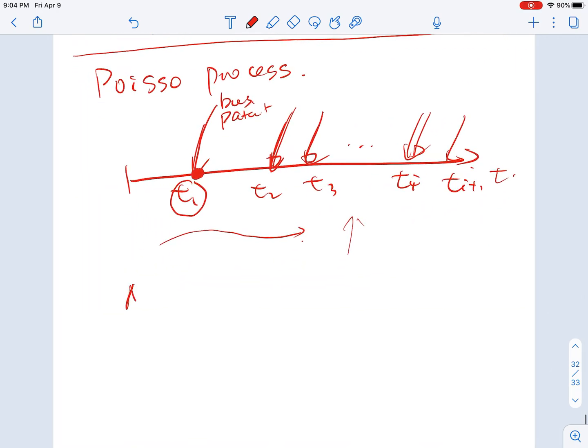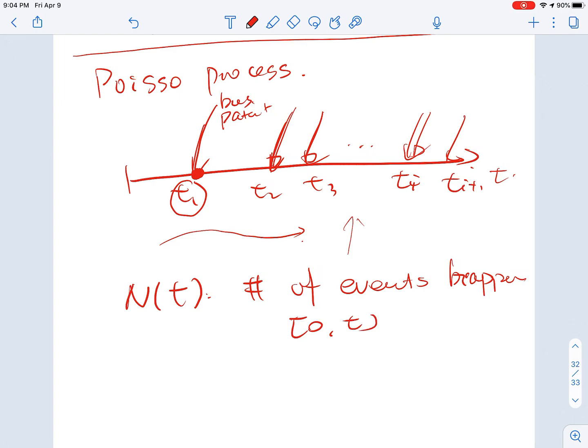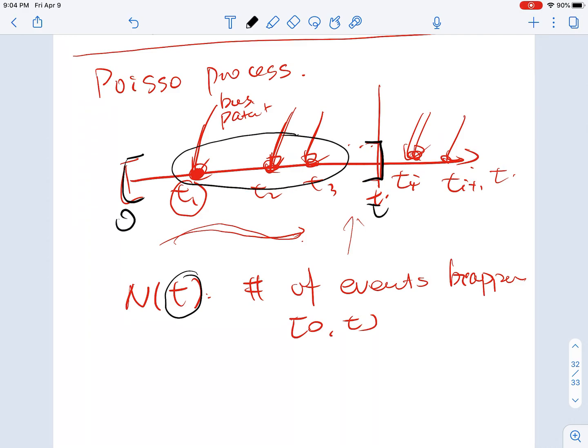Basically, we want to use something called Nt to count the number of events that happened in the period between 0 and t. Let me call this t. I want a stochastic process to model how these events arrive one by one. To characterize this process, let me fix a t and fix this interval. This is 0, this is t. I want to count the number of points that are here. That's our definition of Nt.